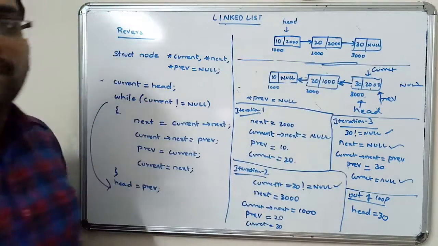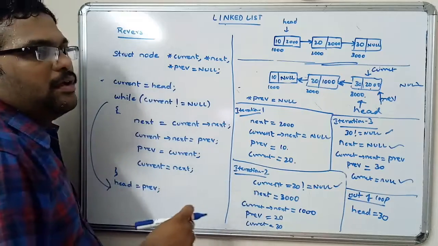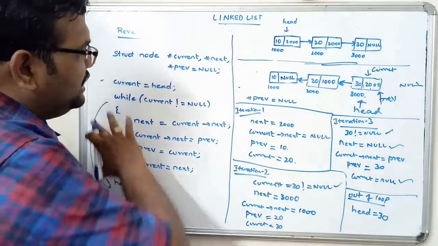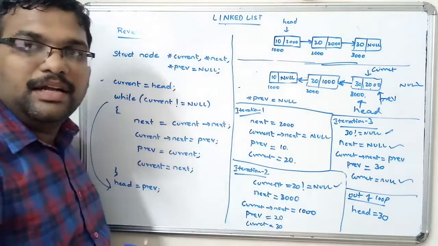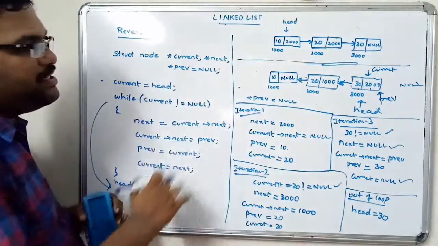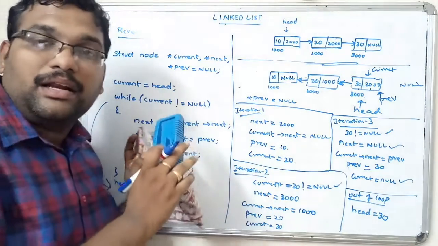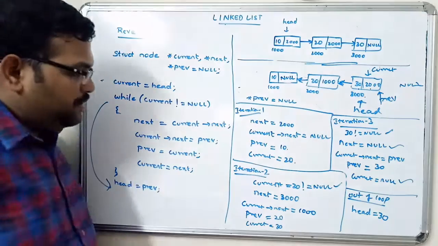So there is no use of tail here, okay? This is a simple logic for reversing the linked list. So just trace it out. If you trace step by step, automatically a clear understanding will be there, right?